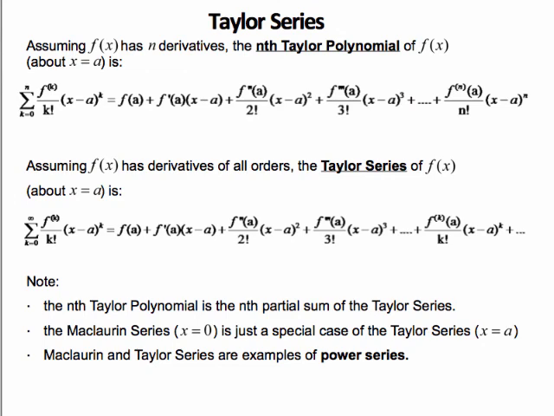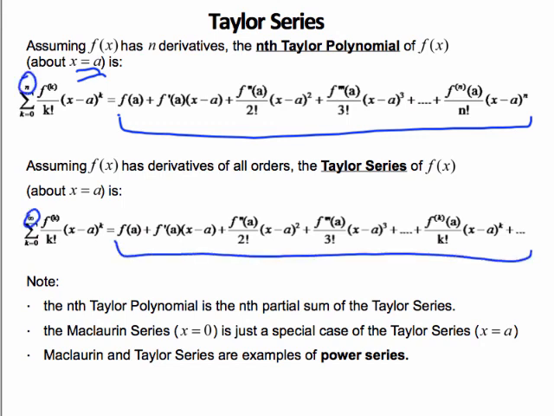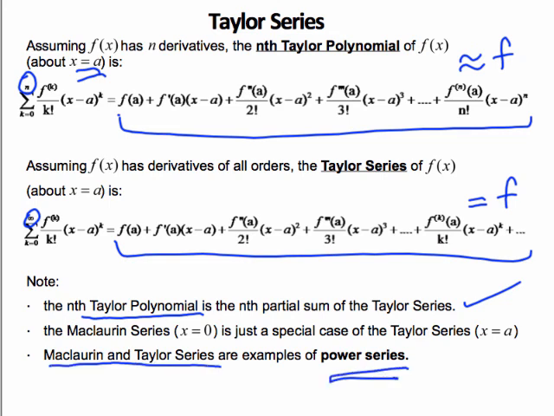A Taylor series is the same as a Maclaurin series, it's just that you're centered around x equals a. Here's your Taylor polynomial of n terms. If you take it to infinity, you then have a Taylor series. This is your approximation for f around x equals a. This is what f equals on the interval where the series converges. And just like with Maclaurin, the nth Taylor polynomial can be thought of as the nth partial sum of the Taylor series. The Maclaurin and Taylor series are both examples of what we call power series, which we'll talk about in the next video.